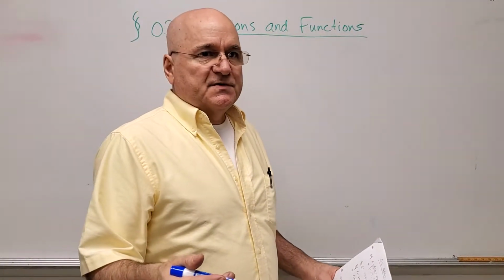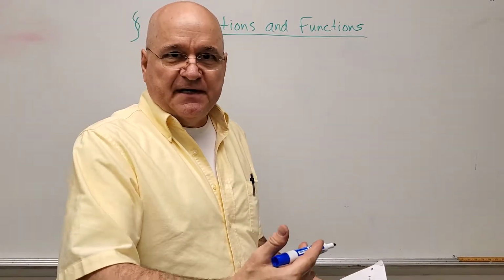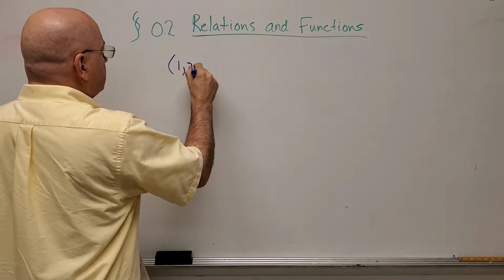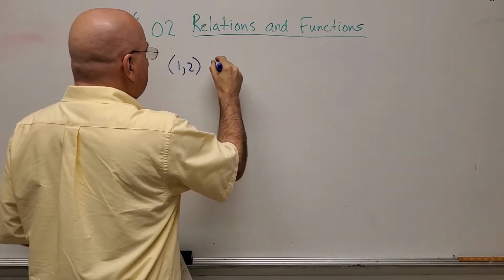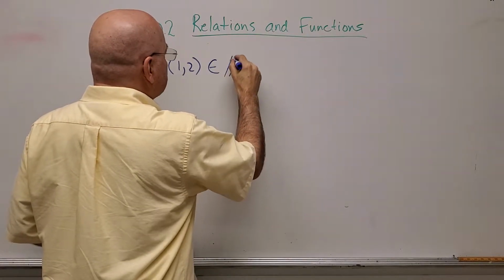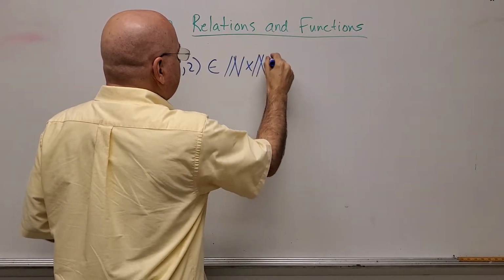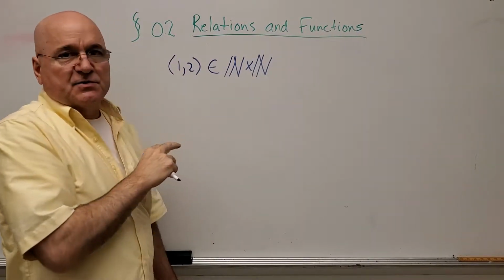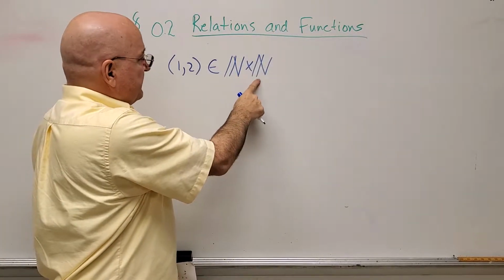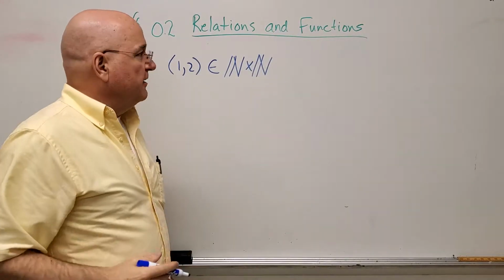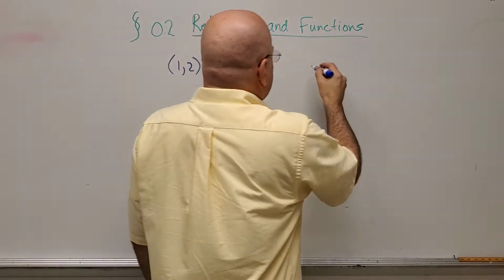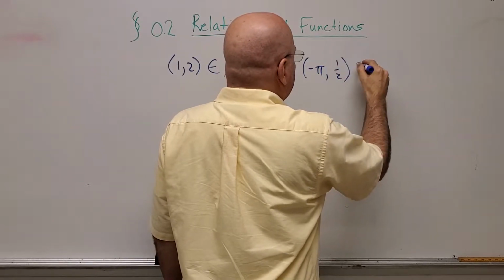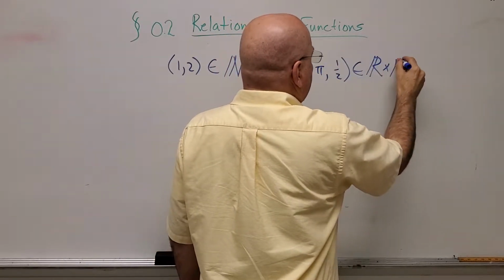A couple more examples using A cross B, the Cartesian product. We could simply say that the ordered pair (1, 2) is an element of the natural numbers crossed with the natural numbers. 1 is an element of this, 2 is an element of that. I also could have said integer cross integer, Z cross Z, or R cross R for the real numbers as well. And another one would be (-π, 1/2) is an element of R cross R.